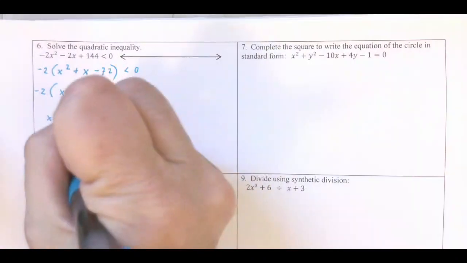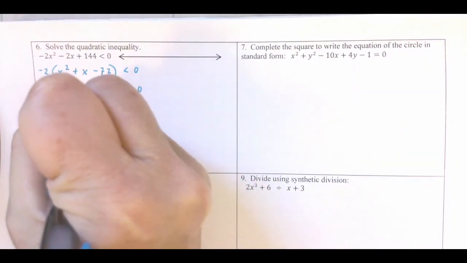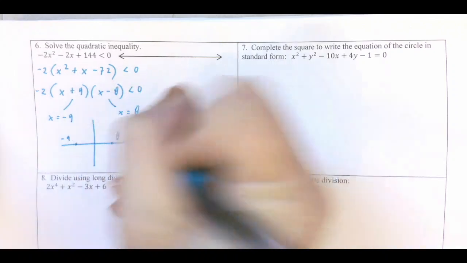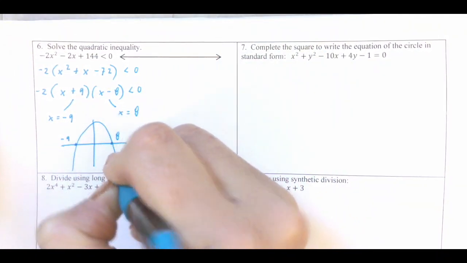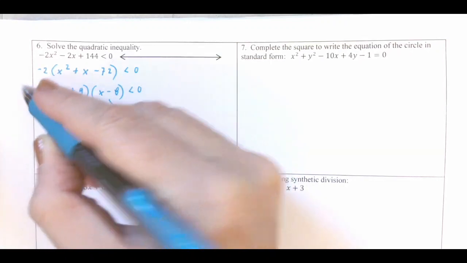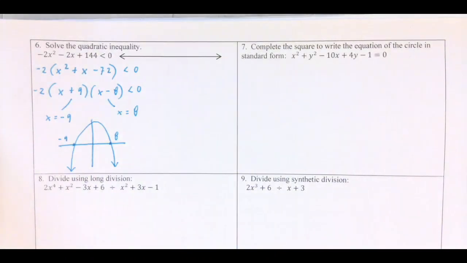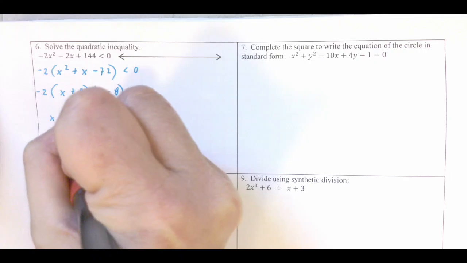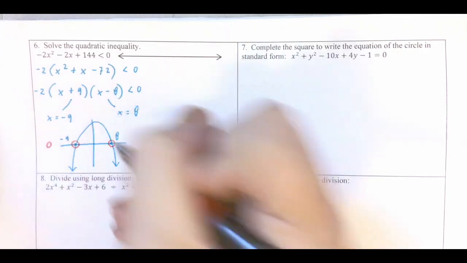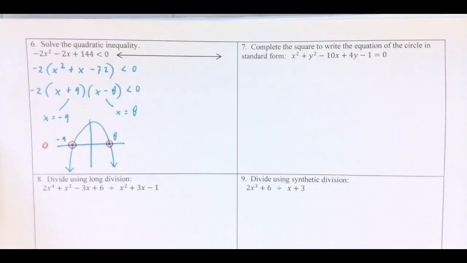So if I plot those kind of loosely, here's negative 9, here's positive 8, I'm looking at a quadratic function that would open down, right? Again, because of the negative. So then if I'm trying to think about, well, where is my function equal to 0? Well, that's right here. These are the two locations where my function equals 0.